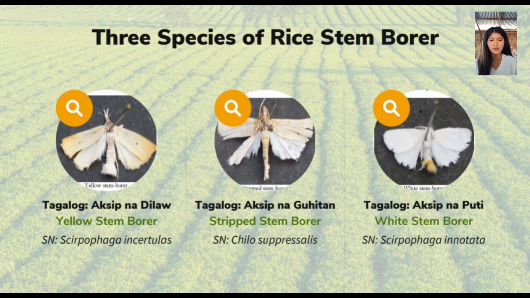areas that are flooded, and the host range is rice, corn, and grasses, and the distribution is from Luzon, Visayas, and Mindanao. And next is the white stem borer, scientific name Scirpophaga innotata, and their habitat is abundant in areas with distinct wet and dry seasons, and the host range is rice, wild rice, and sugarcane, and the distribution is from Visayas and Mindanao.